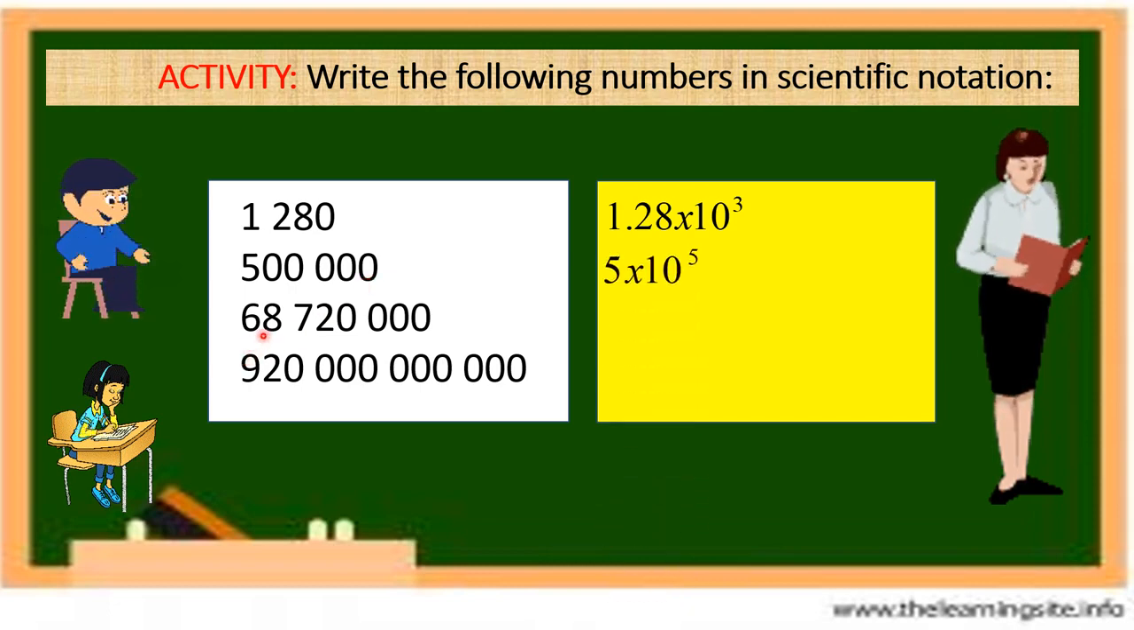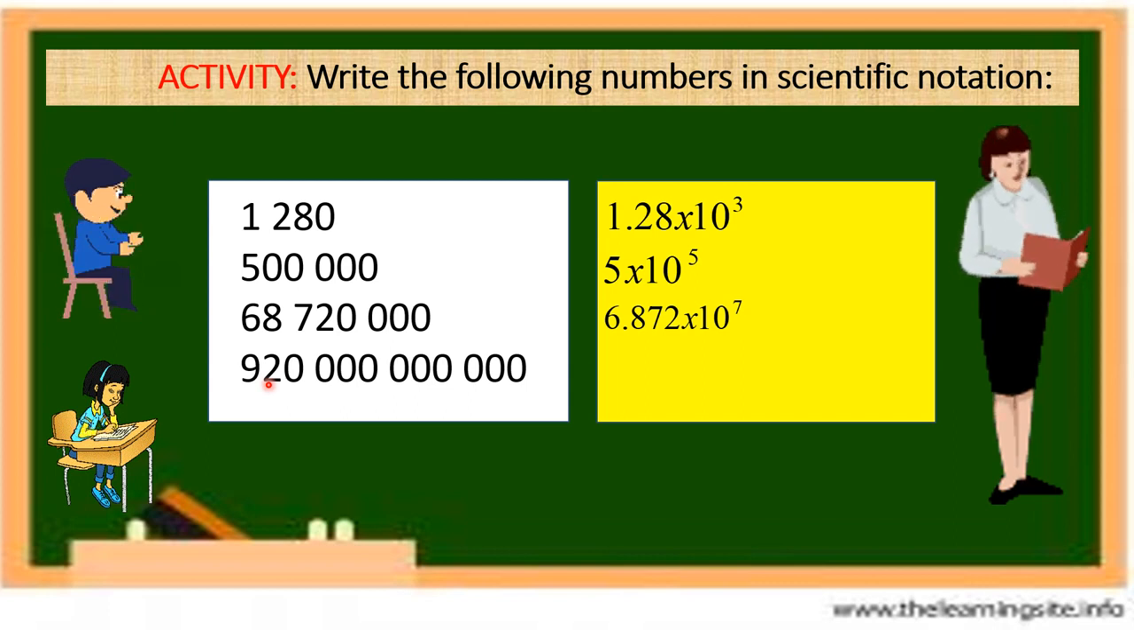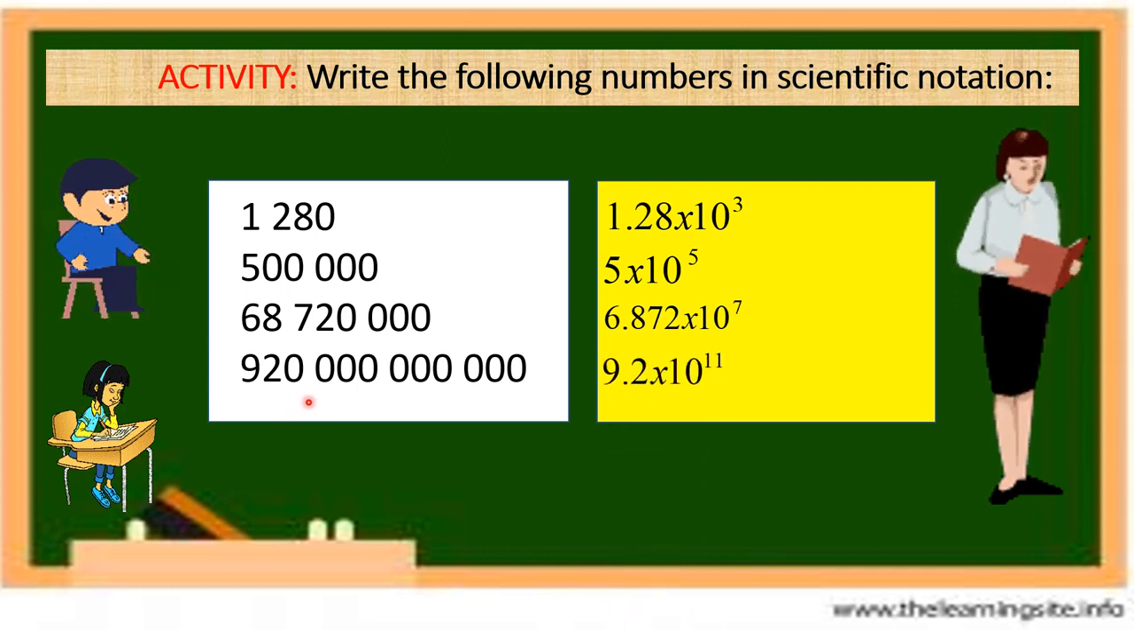We are in the next number, 68,720,000. That is 6.872 times 10 raised to the 7th power. And the last, we have the given. So this is 9.2 times 10, 3, 6, 9, 11. 9.2 times 10 raised to the 11th power.